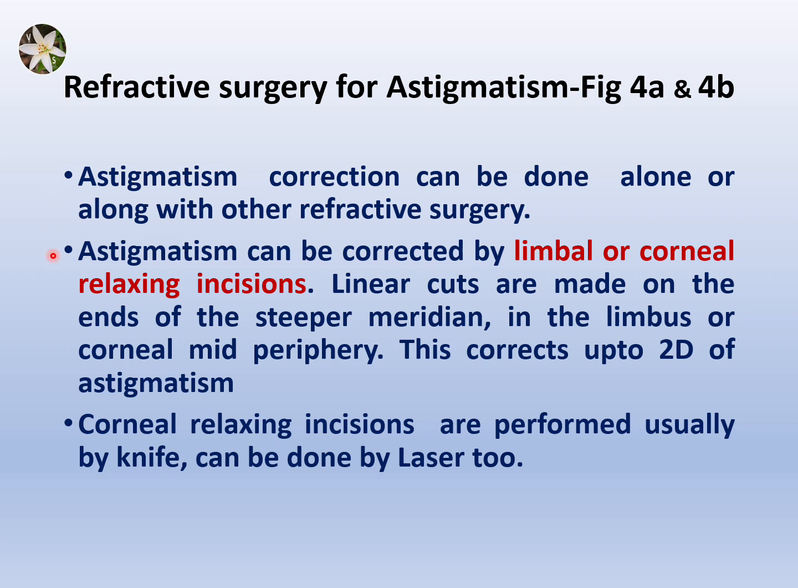Astigmatism can be corrected by limbal or corneal relaxing incisions. Linear cuts are made on the ends of the steeper meridian in the limbus or corneal mid-periphery. This corrects up to 2 diopters of astigmatism. Corneal relaxing incisions are performed usually by knife but can be done by laser too.